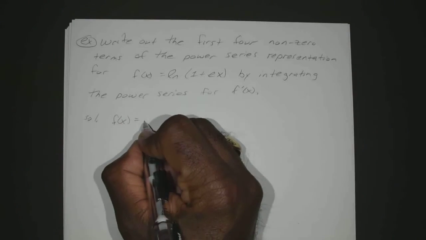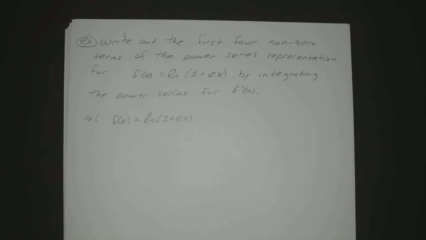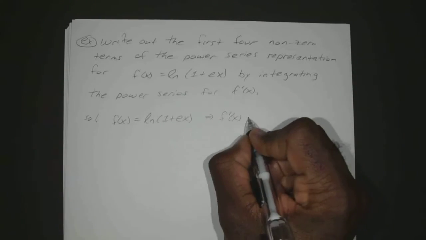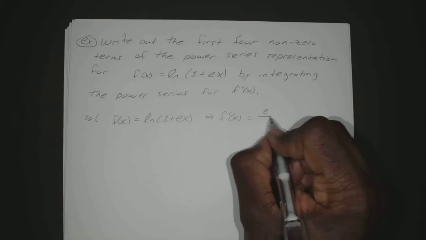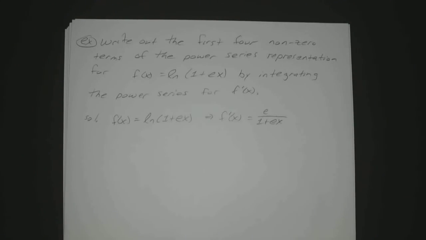Okay, so if we have our f of x equals the natural log of 1 plus e times x, that means our f prime of x is equal to e over 1 plus e times x. Not e to the power of x, e times x. I say that because I wrote e to the power of x over and over and over again, just out of pure habit.